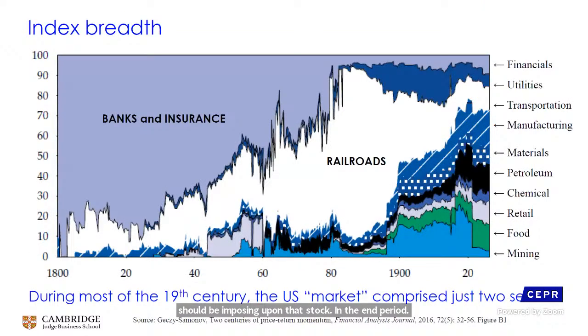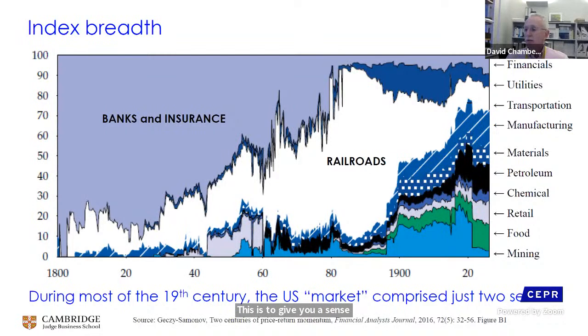This is to give you a sense of what we mean by the market in the 19th century into the early 20th century. This is for the US. And as you can see, for most of the 19th century, the US market consisted primarily of two sectors: financials in the form of banks and insurance, and then later on railroads. It was only when we get into the early 20th century that we have a more sectorally diversified market along the lines of what we would be more familiar with today.